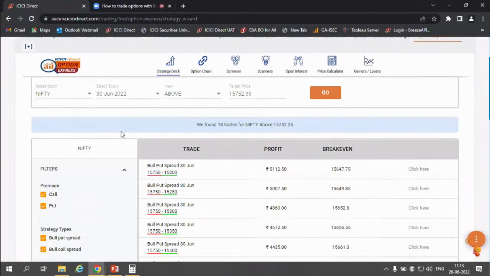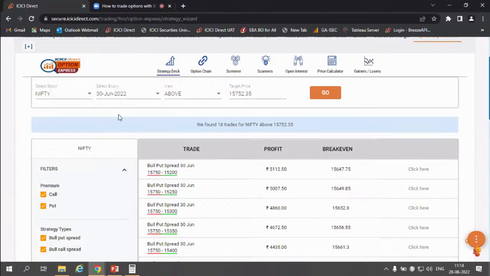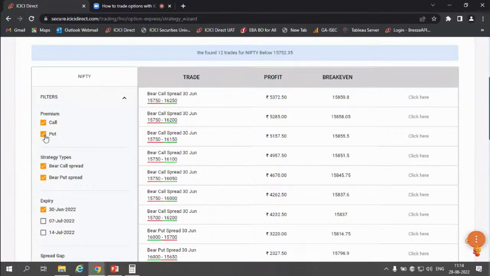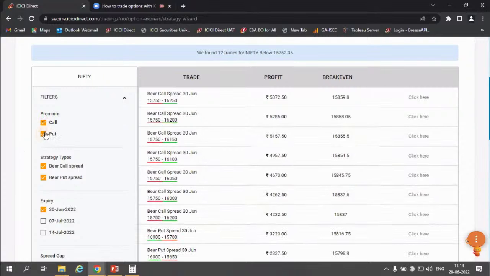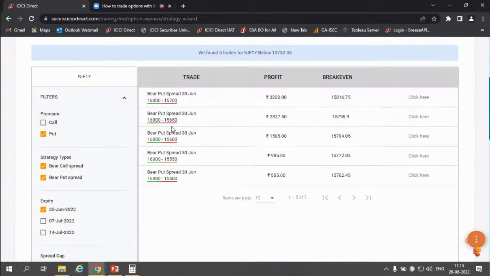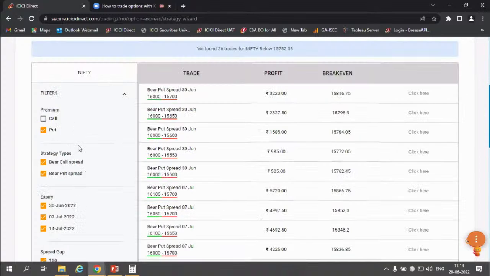So this was basically the example that I have given for the Nifty. You can select whatever scripts that you want over here. You can go with the stocks, you can go with Bank Nifty, you can go with anything else that you want. This was the above example. Then I have the example below as well. You can go with the strategies if you think the market is going to go down. Accordingly, you can select the spreads that you want, whether you want to go with the bear call spread, or if I click on put, then it gives me a bear put spread, then on the expiry, and the spread there.